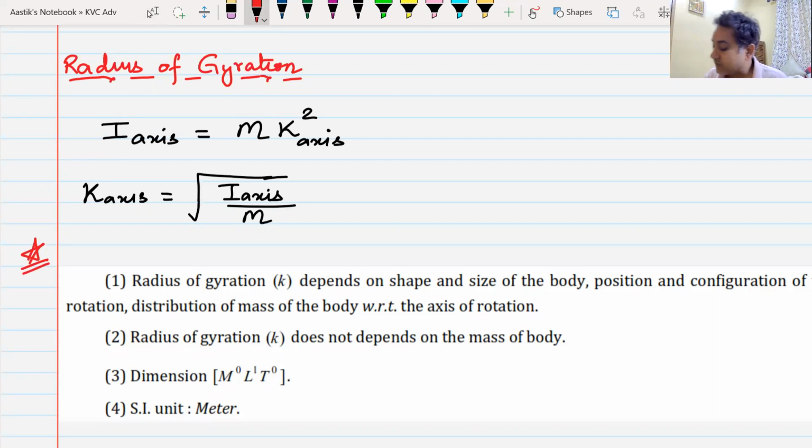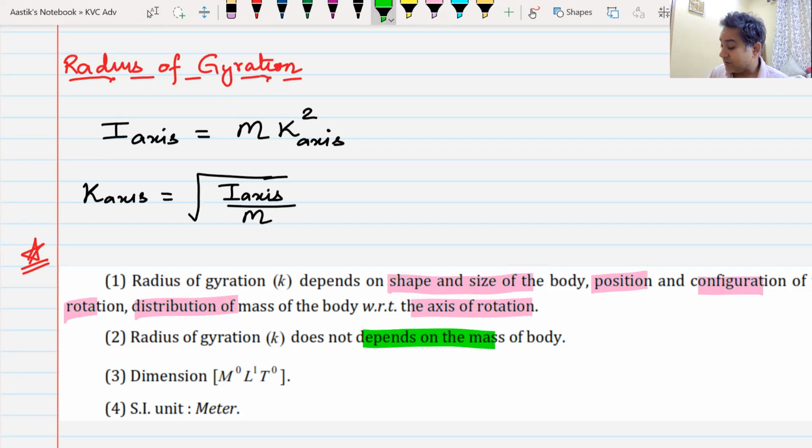On what all factors does the radius of gyration depend? Number 1, size and shape. Number 2, position and configuration of the axis of rotation, distribution of mass, and so on. Whatever moment of inertia depends on, radius of gyration also depends on the same thing. It does not depend on the mass of the body. As you can see, mass does not come anywhere. The dimension is L1, unit is meter because it is a radius, which is length.